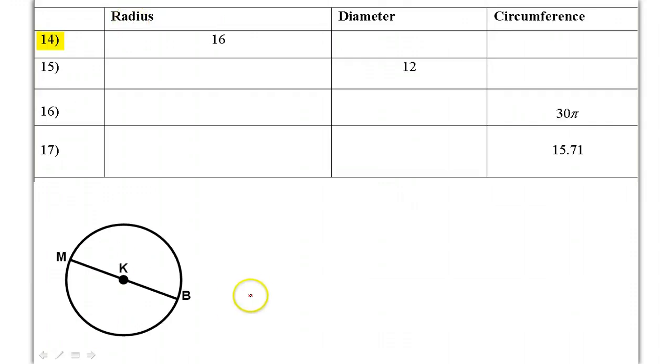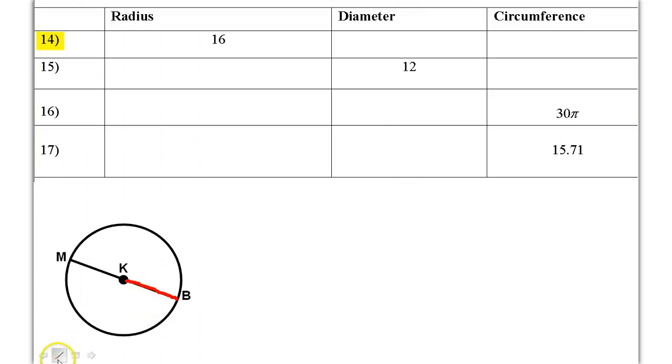Look at this circle. Can you give me an example of a radius? Name it using letters. Hopefully you either said KB or KM, because this would be an example of a radius. A radius goes from the center of the circle out to the edge.